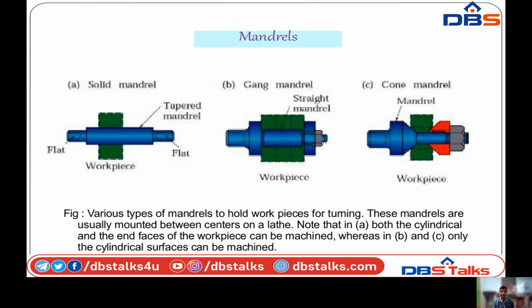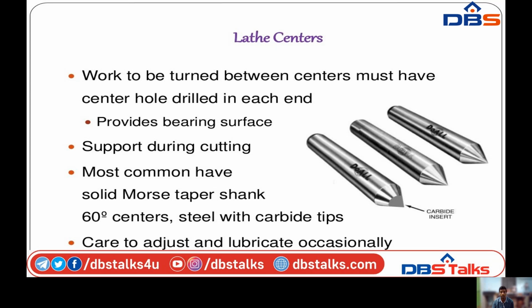Next, we're discussing mandrels. Mandrels are classified as solid mandrel, gang mandrel, and cone mandrel. They are used to hold the workpiece. Various types of mandrels hold the workpiece for turning operations, and they are mostly used in turning. These mandrels are usually mounted between centers on the lathe. Mandrels are only for holding purposes.